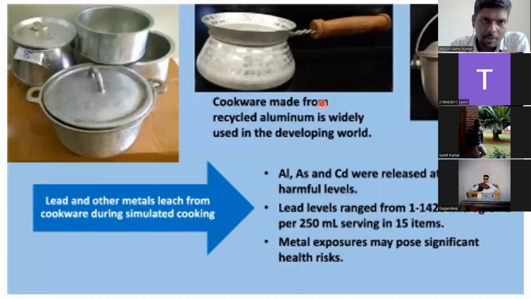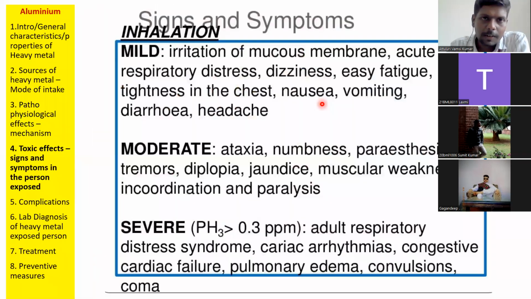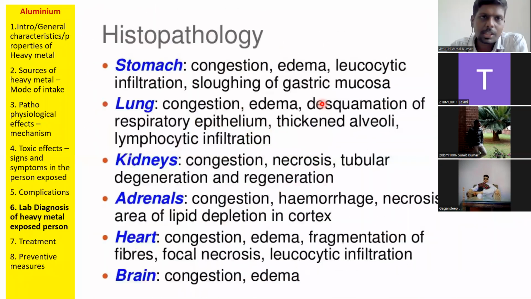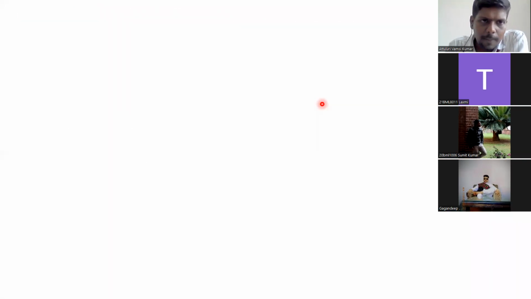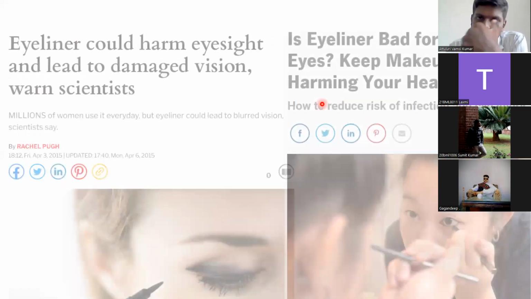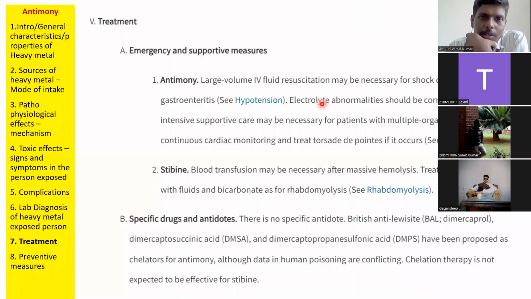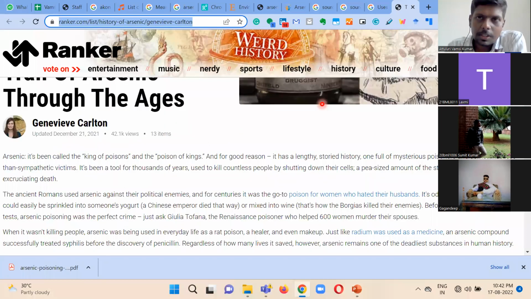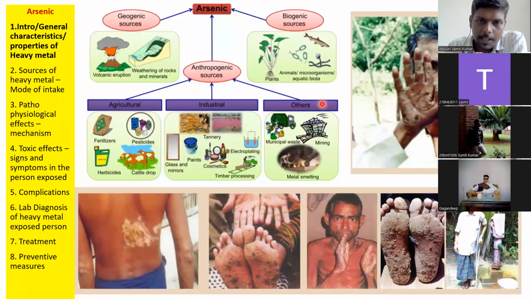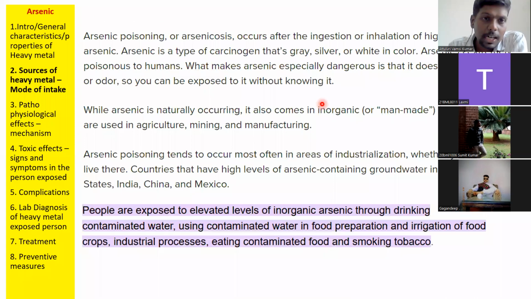First we discussed aluminum toxicity and its effects. Then the second one, stibium toxicity. Stibium is present in eyeliners. Then we discussed arsenic. Arsenic is one of the deadliest metals and will cause death. It is used as rat killer.